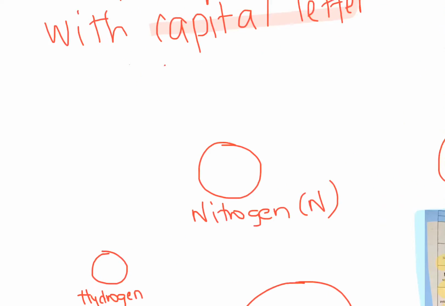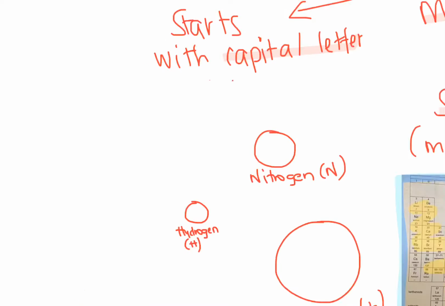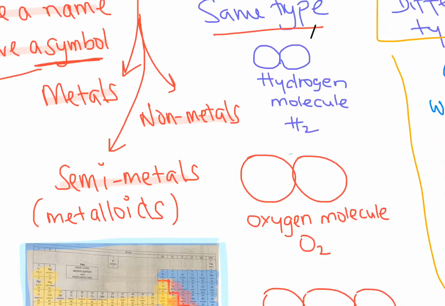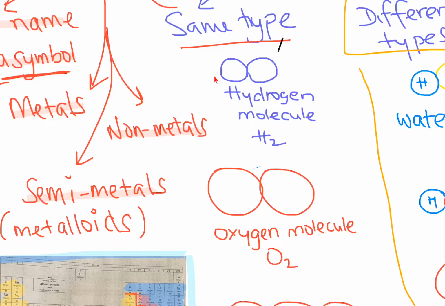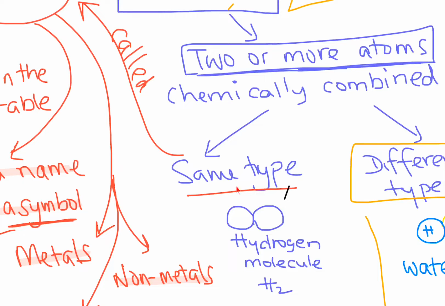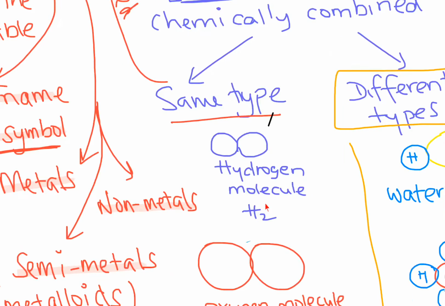Now these elements, sometimes they combine with themselves. So you can have a nitrogen combining with a nitrogen, or a hydrogen combining with a hydrogen. This is what you have, a hydrogen molecule. So when you have atoms of the same type that combine together chemically, which means that they react with each other. So a hydrogen will react with another hydrogen to form a hydrogen molecule.